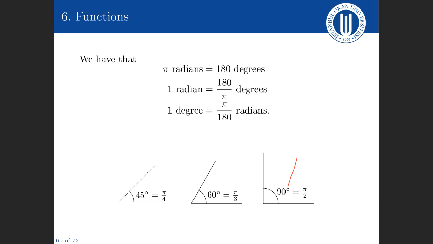Note that when we use degrees, we have to use a little circle. When we use radians, we do not use a symbol. Anytime you see an angle which does not have a little circle, the angle will be in radians.